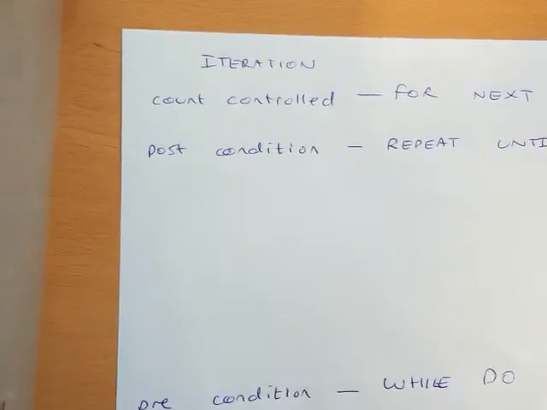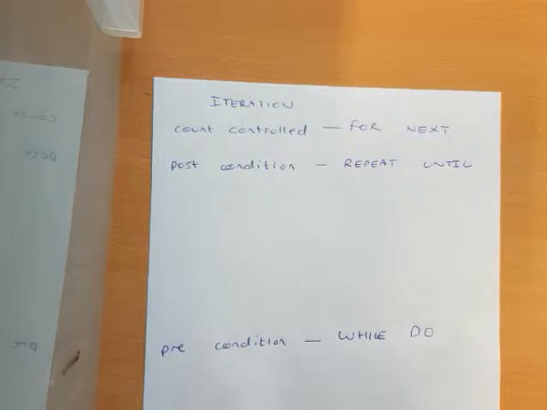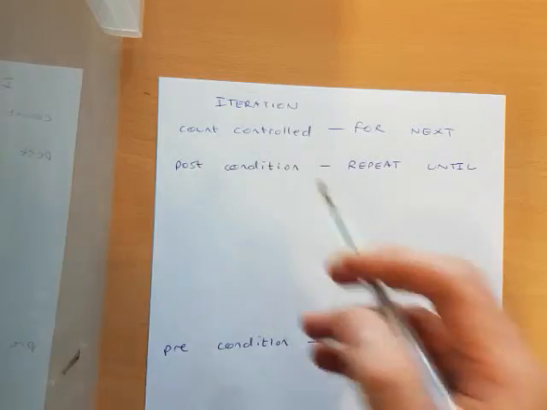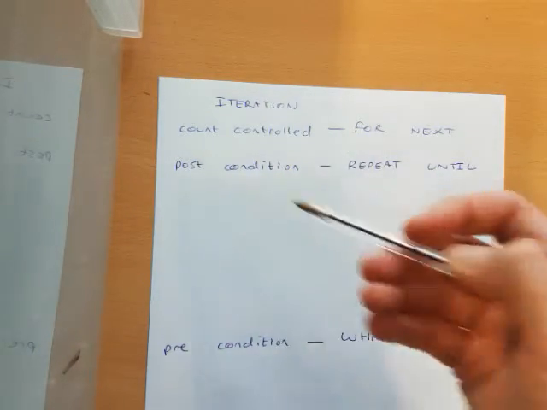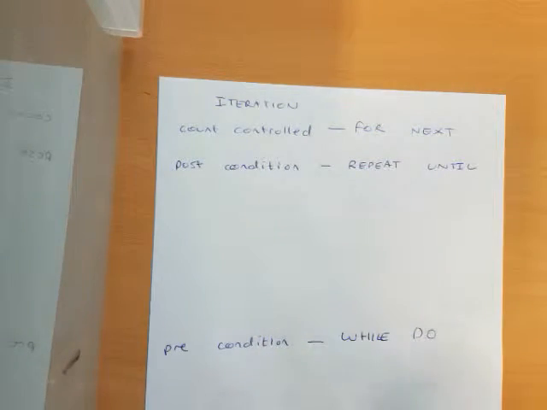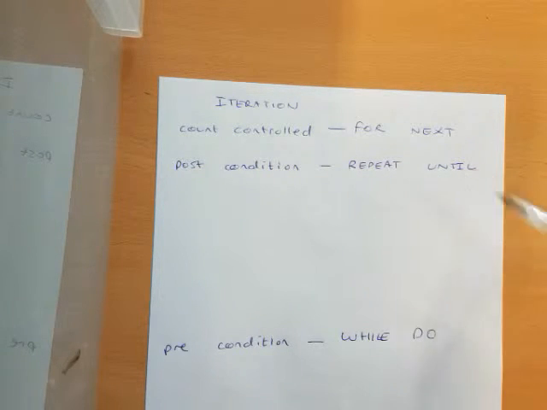Okay, so last part of our pseudocode, or maybe another part, but we've looked at sequence and selection. The last part, iteration, we've just looked at count controlled. So iteration is repeating things. We've just looked at count controlled using the for next loop. There's two more types of loop we're going to look at. We're going to look at post condition, repeat until, and precondition, while do.